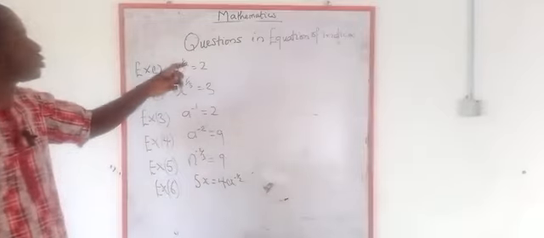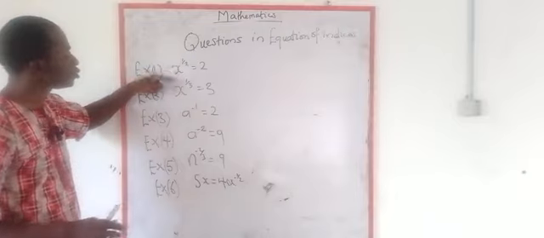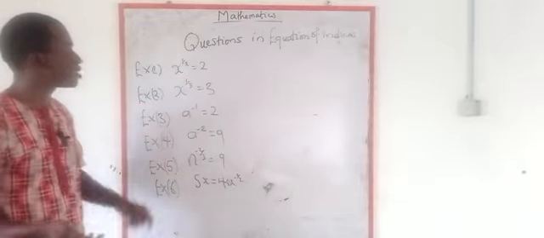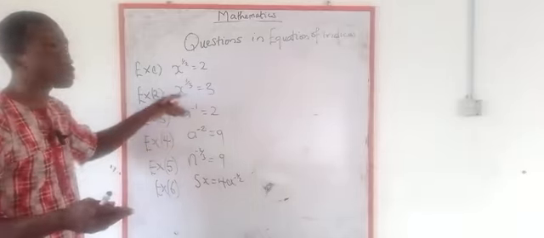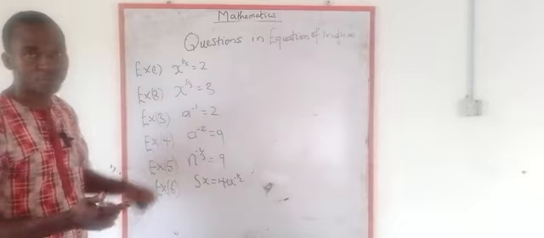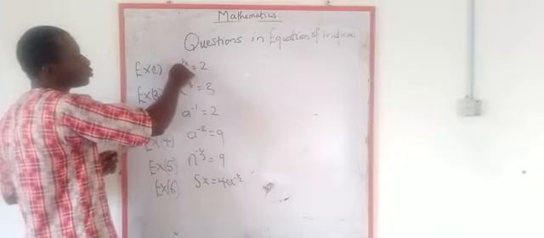This is equation of indices. We have two cases when the unknowns are the base. We also have the case where the unknown becomes the power. So we are solving questions when the unknown is the base. Now in this case, don't forget, we are looking for what we do to remove this.